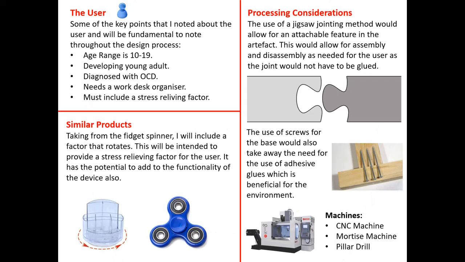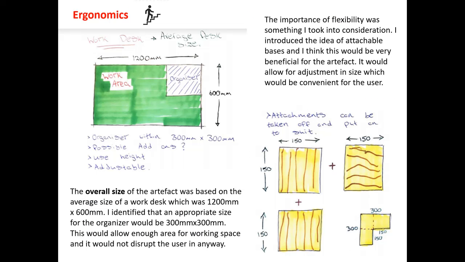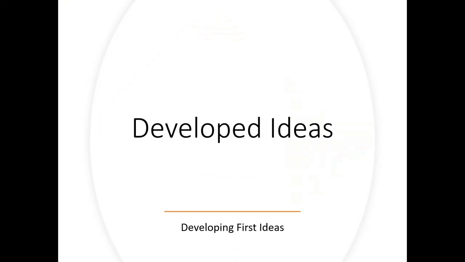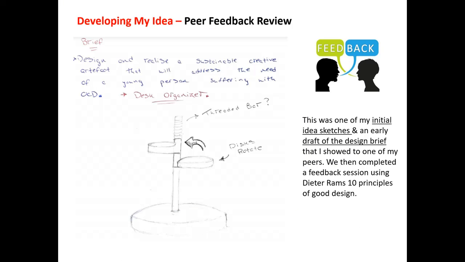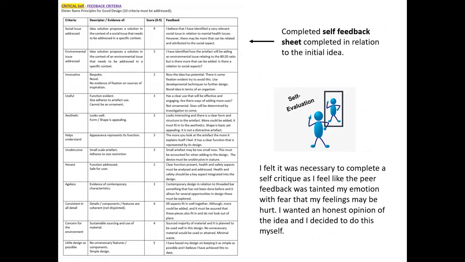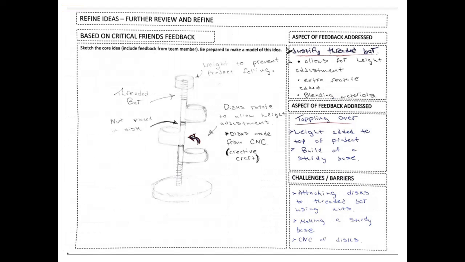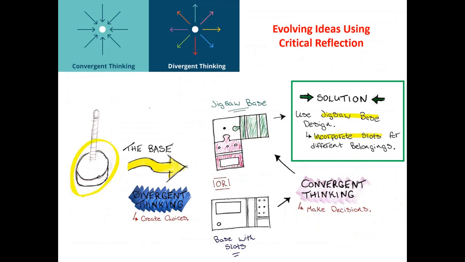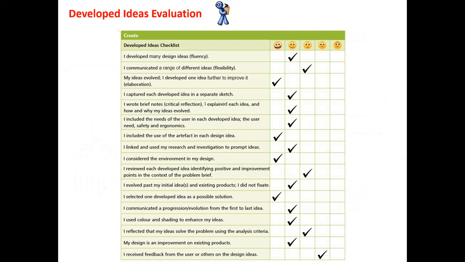So with my investigation then, I was just picking out the necessary information, so about the user, about similar products, and about processing considerations in relation to sizes and things like that. Then on to create, so my developed ideas, the peer feedback. I also included a self-feedback session that I completed myself. Then just going through how I developed my ideas. So I was using critical reflection and the divergent and convergent thinking.